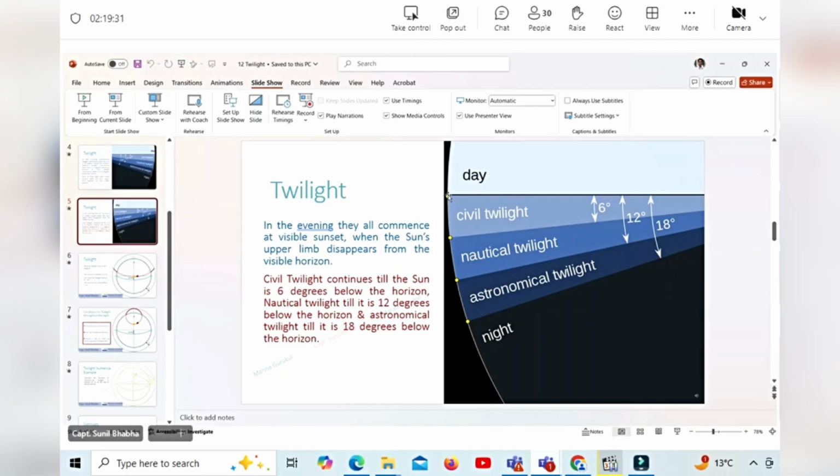Okay. Now you have to first see whether it is AM or PM. It will be given in the question. If it is PM and you want the time for commencement of civil twilight, it will be sunset. Even the commencement of nautical twilight will be sunset. Even the commencement of astronomical twilight will be sunset.